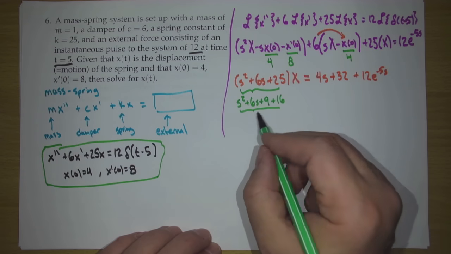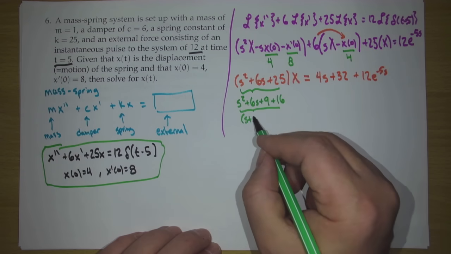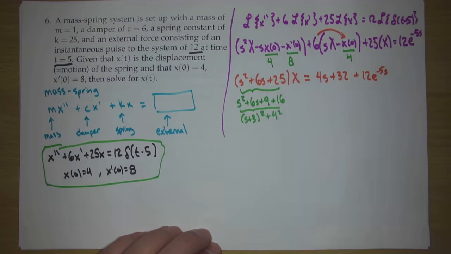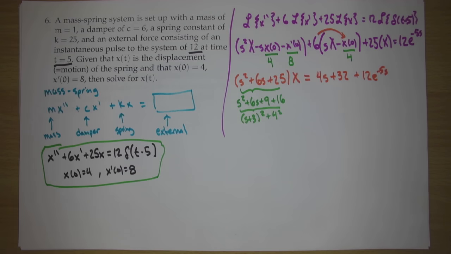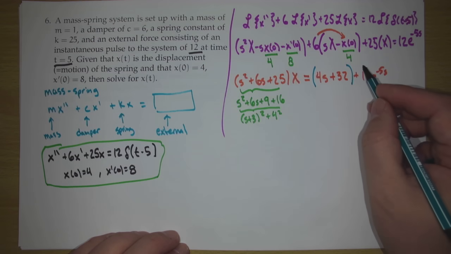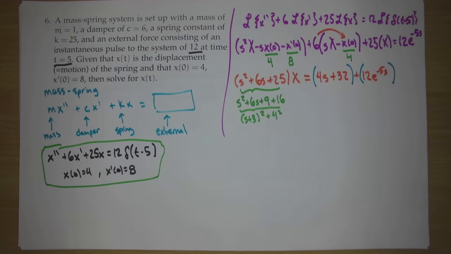So that says that the term in front of the x is really (s+3)^2 + 4^2. So I'm going to divide, move it across. And I'm going to really do it in 2 pieces: the 4s + 32 is one part, the 12e^(-5s) is another part. The reason I just want to separate these is because the part with the exponential function, I'm going to have to do something different.